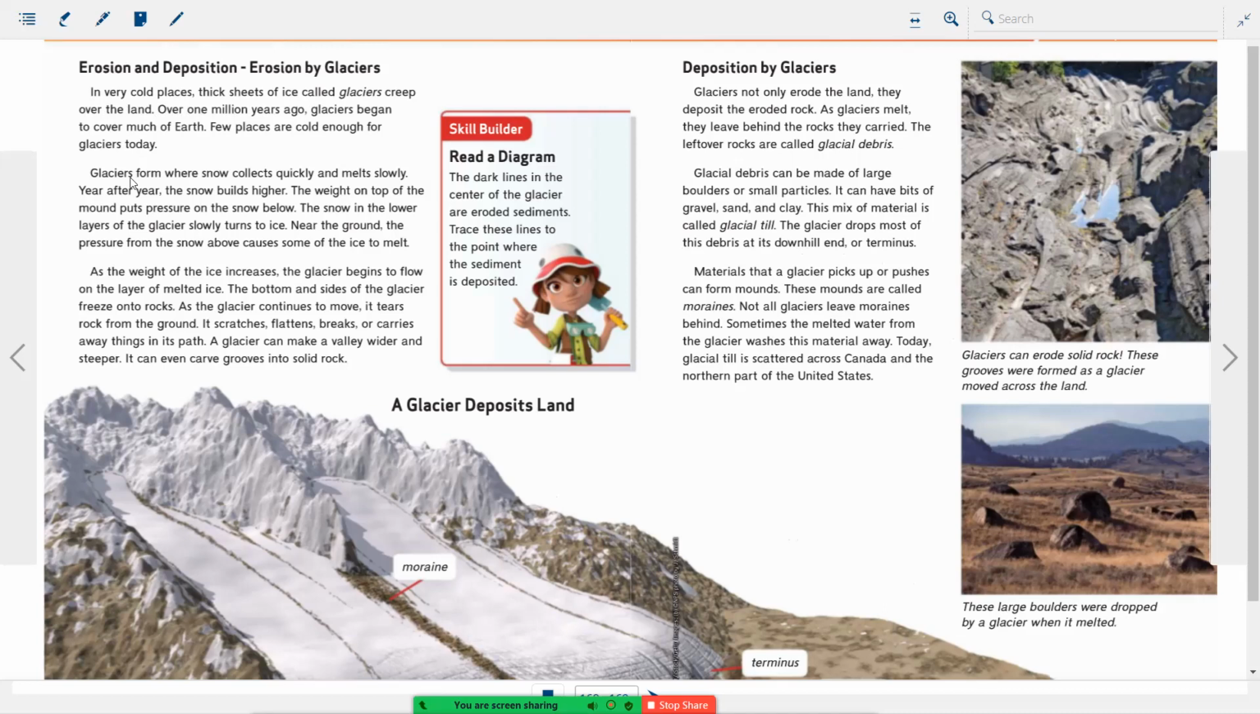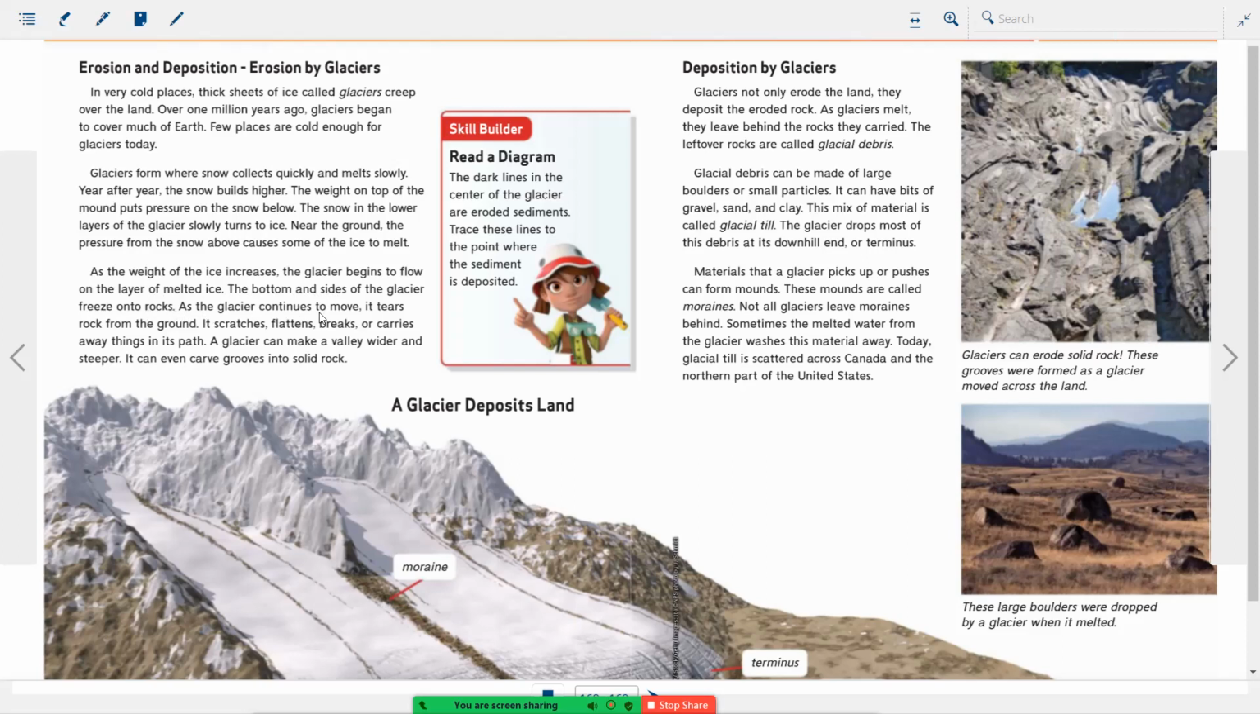Glaciers form when snow collects quickly and melts slowly. Year after year, the snow builds higher and the weight at the top of the mound puts pressure on the snow below. The snow in the lower layers of the glacier slowly turn into ice. Near the ground, the pressure from the snow above causes some of the ice to melt. As the weight of the ice increases, the glacier begins to flow on the land on the layer of melted ice. The bottom and sides of the glacier freeze onto rock.